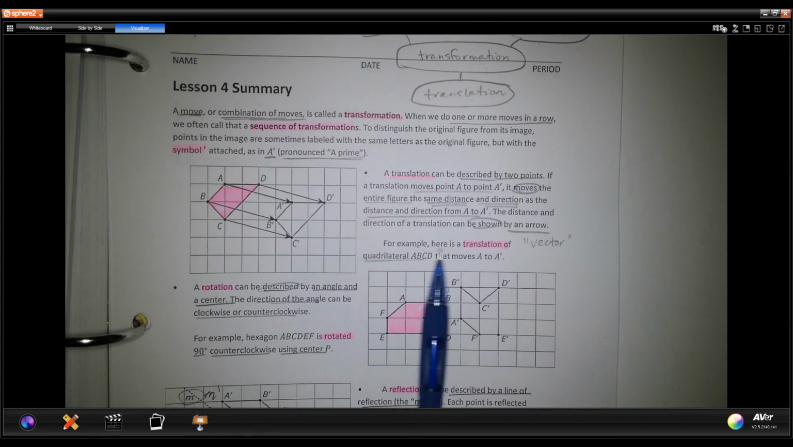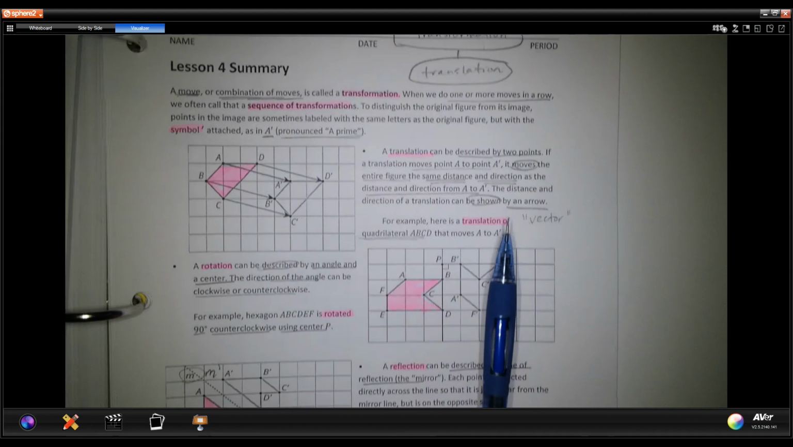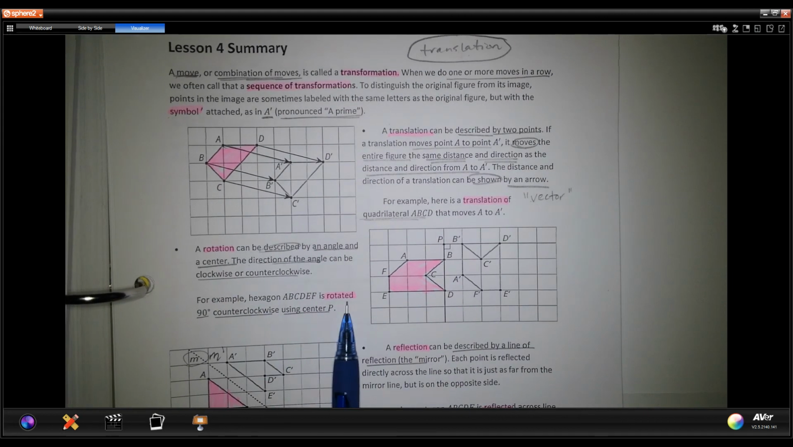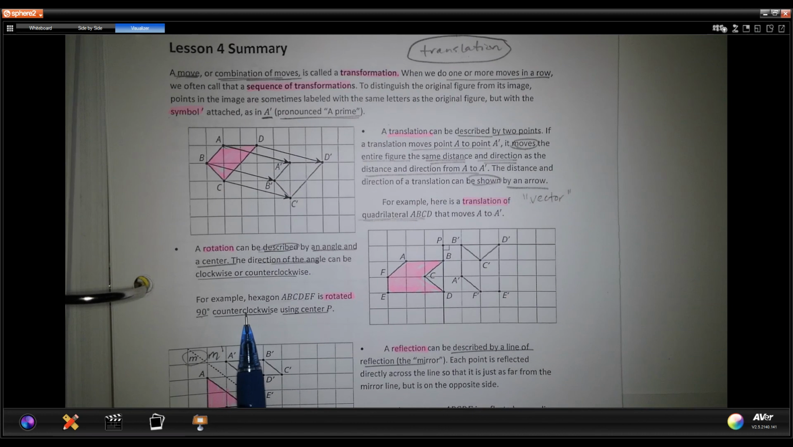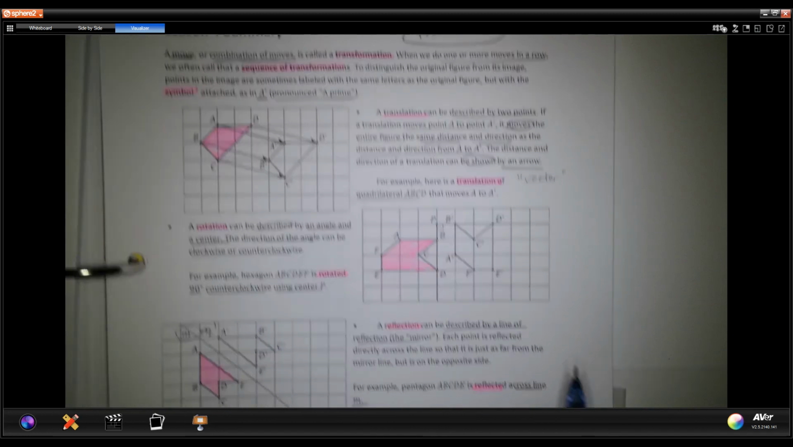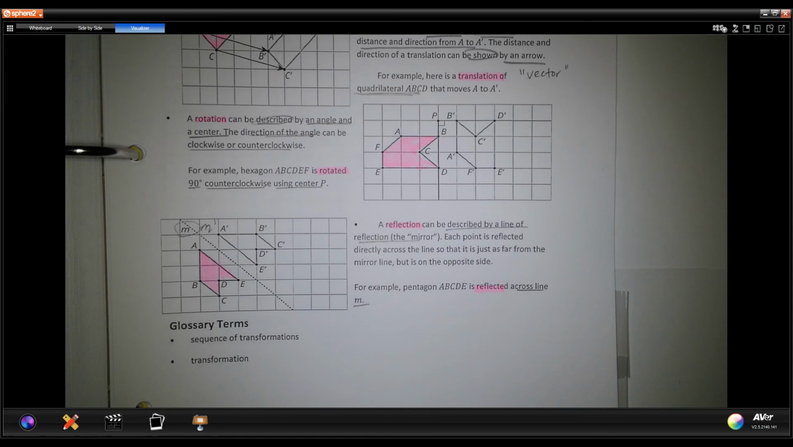Remember that when we're explaining it, we describe the name of the figure. We can't say it translated from A to A prime. When we talk about a rotation, we have to include the name of the figure, how many degrees, which direction, and where the center is. When we talk about a reflection, we must include the line of reflection.